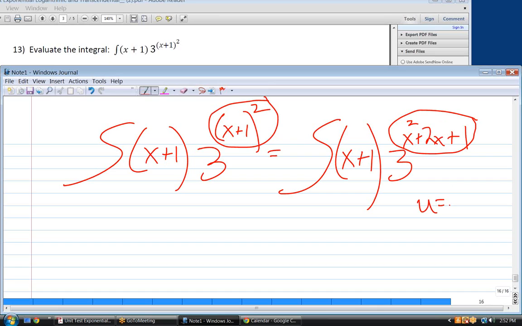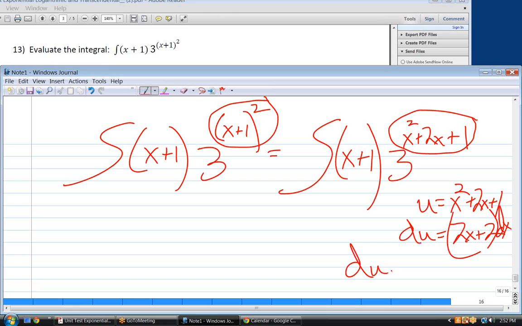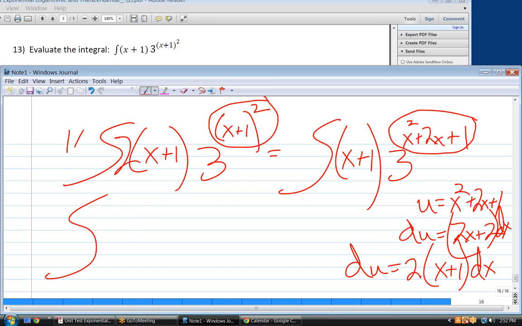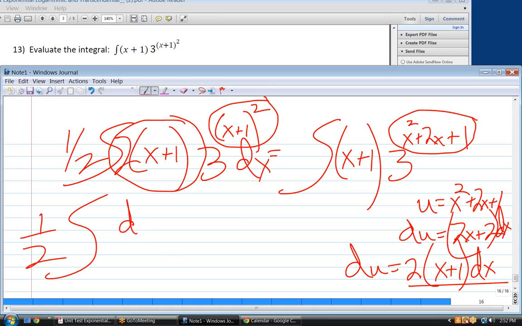So u is x squared plus 2x plus 1. du is 2x plus 2 dx. du is 2 times x plus 1 dx. Well, so then we would put that 2 in there and put a 1/2 on the outside? There's my 2 times x plus 1 dx. So I can substitute everything that I see there for du. And now I have 1/2 du times 3 to the u.